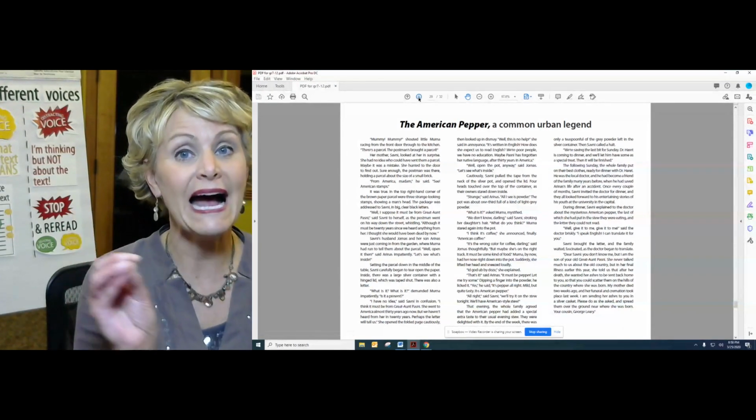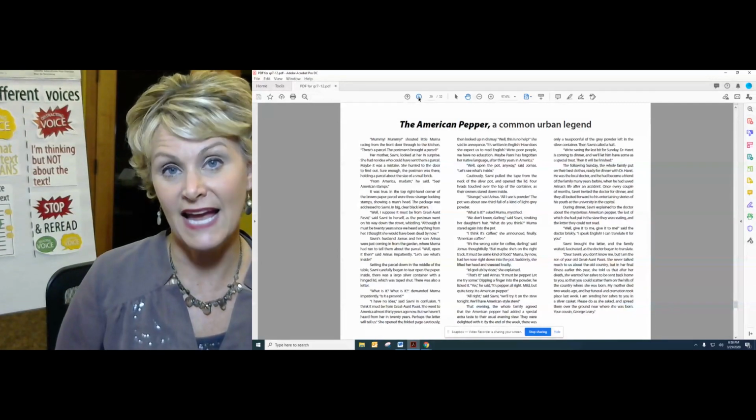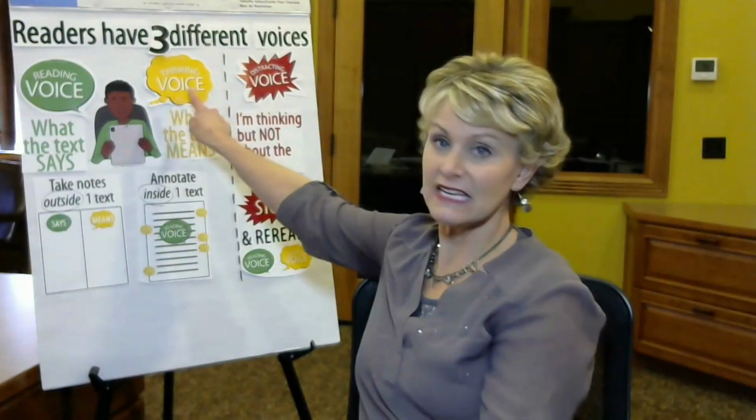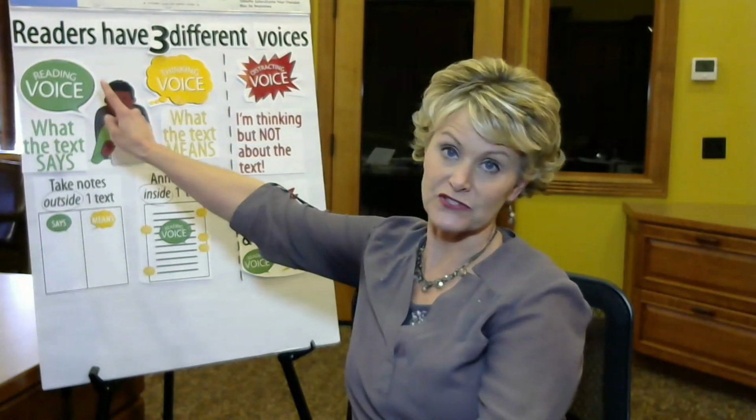Read and highlight throughout this whole text, tracking our thinking voice next to each of the author's details. All right, that's my task, but your teacher might have a better idea.